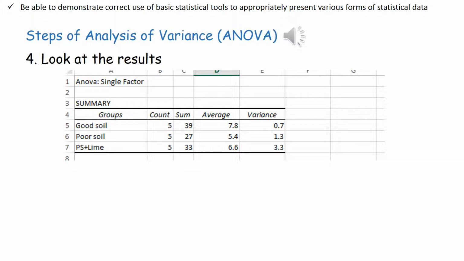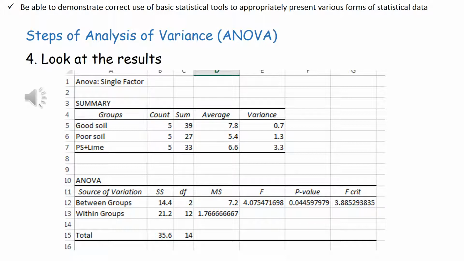When we calculate a one-way or single factor ANOVA in Excel, we can see that the first line tells us the type of ANOVA we have calculated. Then we have a summary of all the data from our table. It tells us the 3 levels of treatment or the 3 treatment groups. The count is how many observations are included in each group. The sum is the sum of all of those observations in each group. Likewise, the average and the variance is calculated for the values belonging to each group.